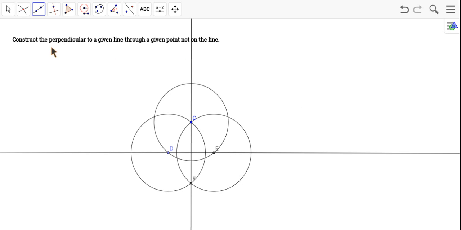And there you have it. Constructed a perpendicular line to a given line through the given point not on the line. Couldn't be easier.